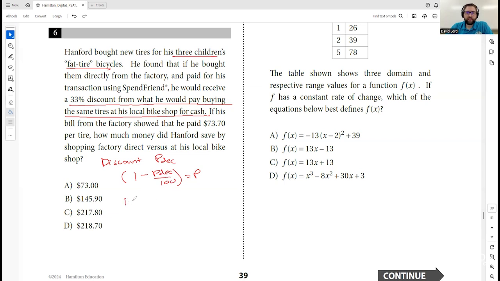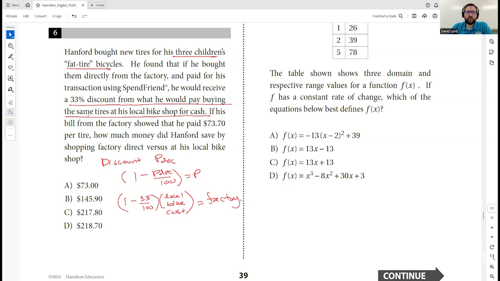It's 1 minus 33 over 100 times the original cost. So the original cost would be buying it directly from the local bike shop. So local bike shop. And then that will equal the factory price.